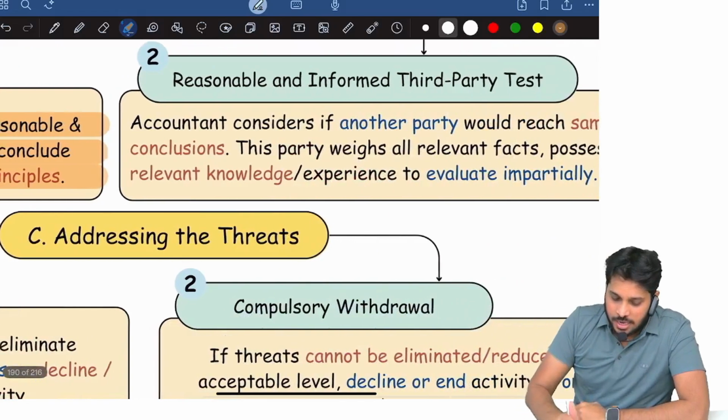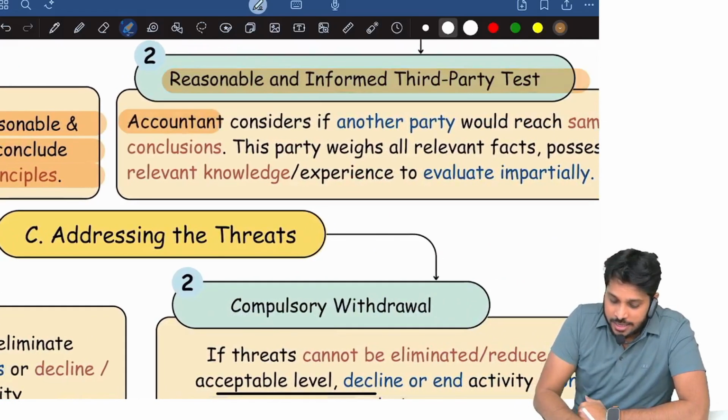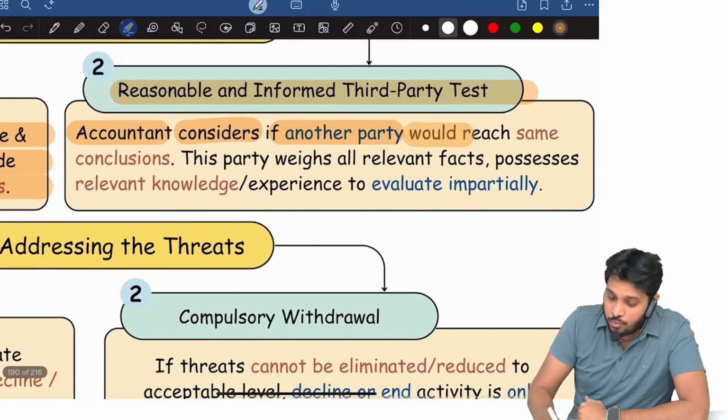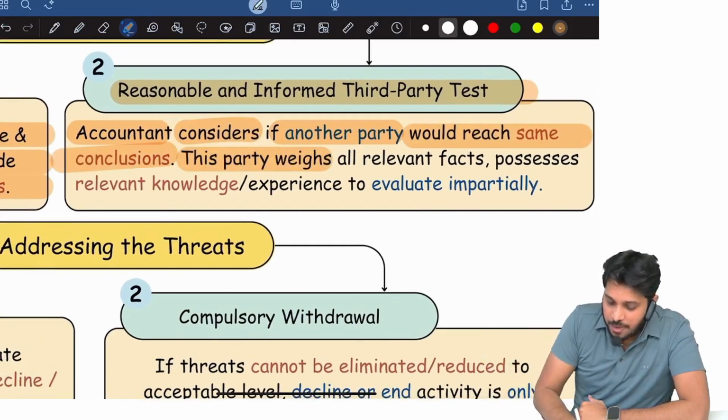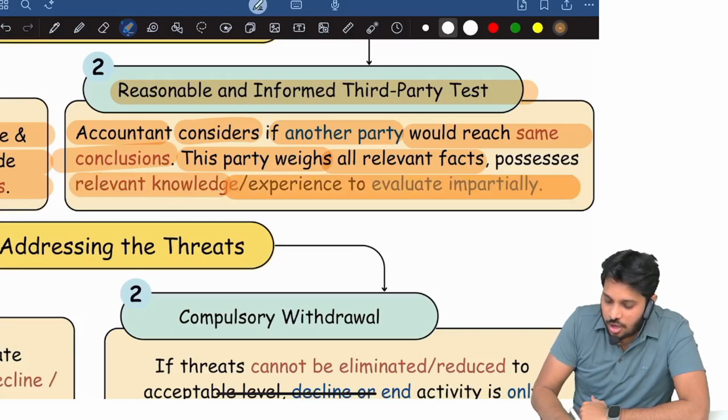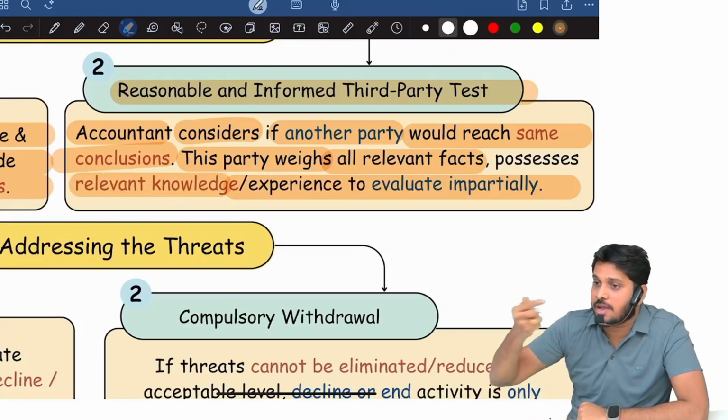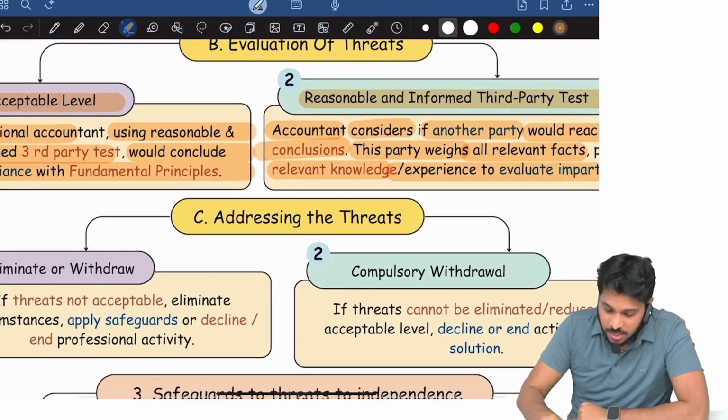And what is a reasonable third party test? The accountant considers if another party would reach the same conclusions, a party who weighs all facts and possesses relevant knowledge to evaluate impartially, unbiasedly. Are you clear?